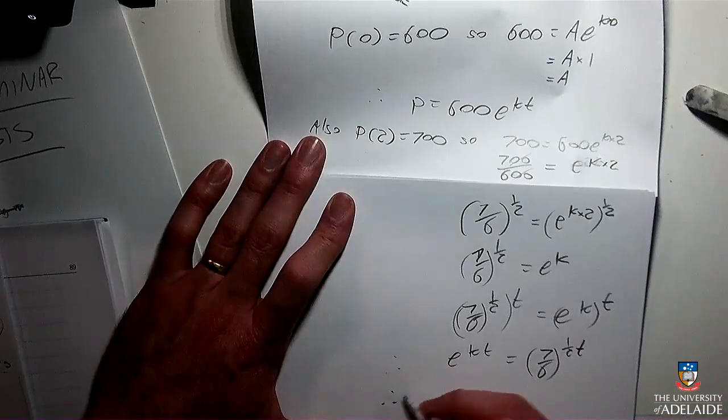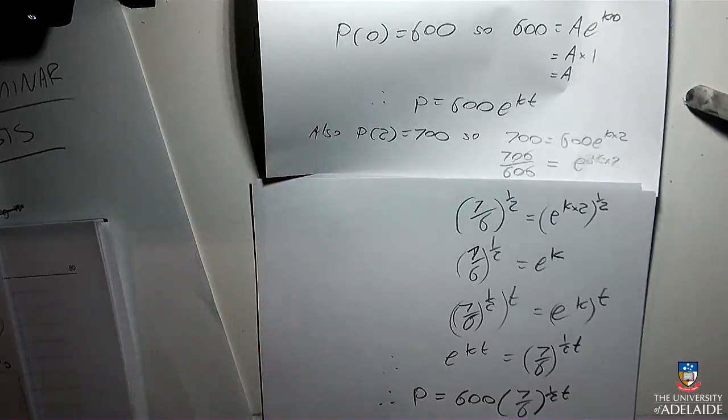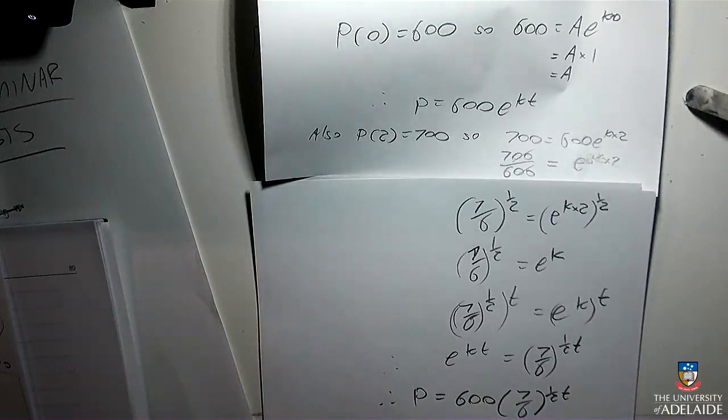And so P is actually 600 times 7 over 6 to the half of t. I don't need to know what e to the k is. And this is very nice, and I don't have horrible decimals in it. So I rather like this version. I think it's cool.